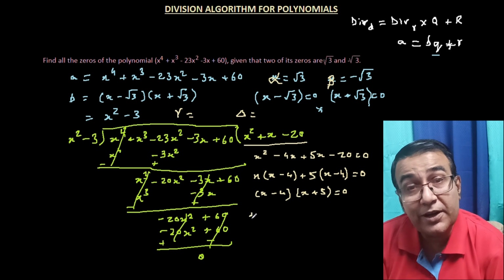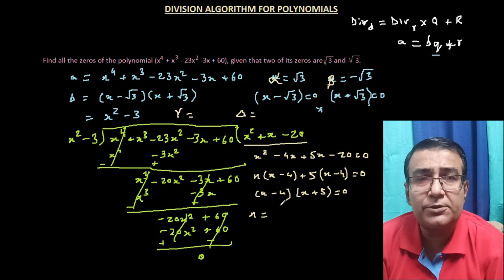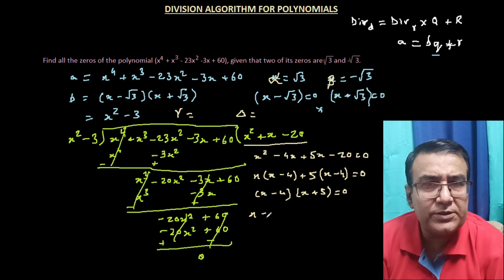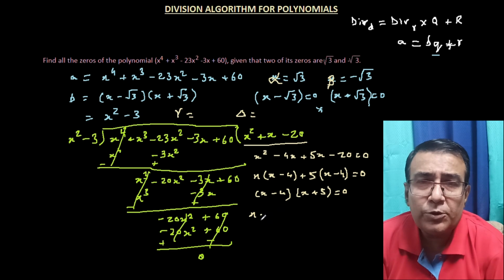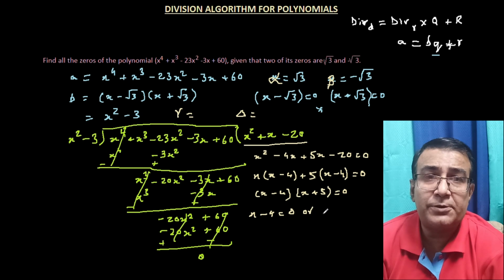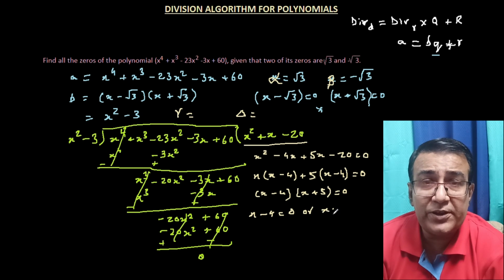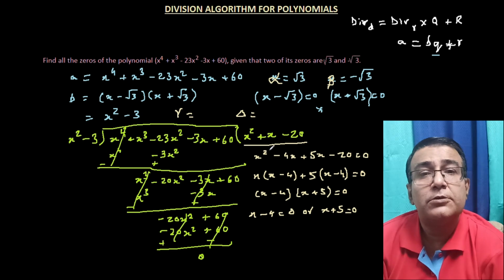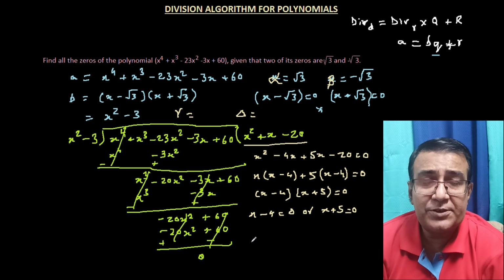Now again, since the product of these two numbers is equal to 0, that means either one of these numbers is equal to 0 or both these numbers are equal to 0. So which means we can equate both of these equal to 0. So x minus 4 is equal to 0 or x plus 5 is equal to 0. We can take these numbers to the other side, which leaves us with the value of x is equal to 4, or in this case x is equal to minus 5.